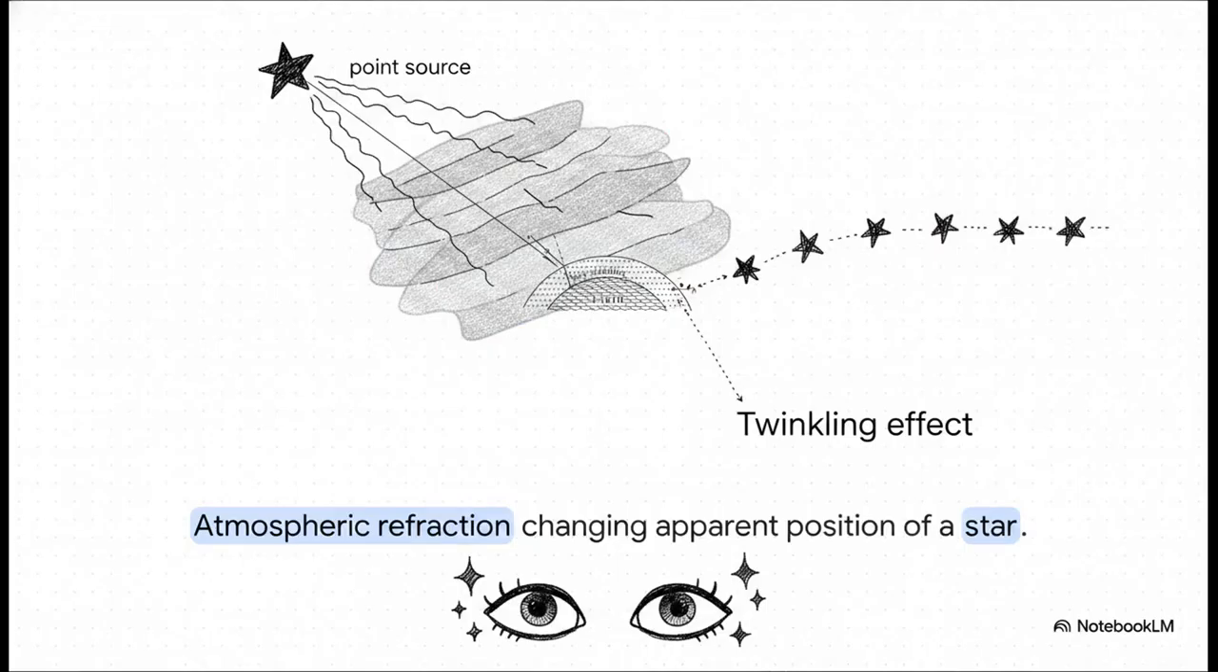Here's the secret. Stars are so incredibly far away that they act as a single tiny dot, or a point source of light. As that starlight enters Earth's atmosphere, it crashes through different layers of air with constantly changing densities. This continuously bends or refracts the light. Because of this shifting refraction, the star's apparent position slightly changes, and the amount of light hitting our eyes fluctuates. And that right there is what causes the twinkling effect.